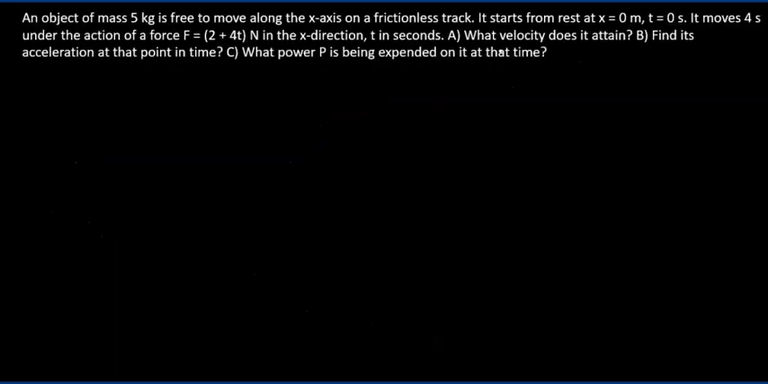An object with mass 5 kg is free to move along on the x-axis on a frictionless track, just like before. It again starts from rest at x equals 0 meters and t equals 0 seconds. Now it moves 4 seconds under the action of this time-dependent force. T is measured in seconds.